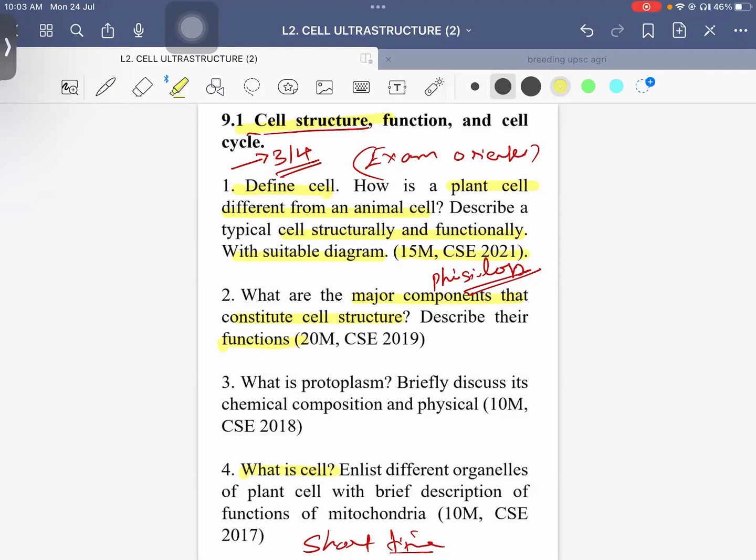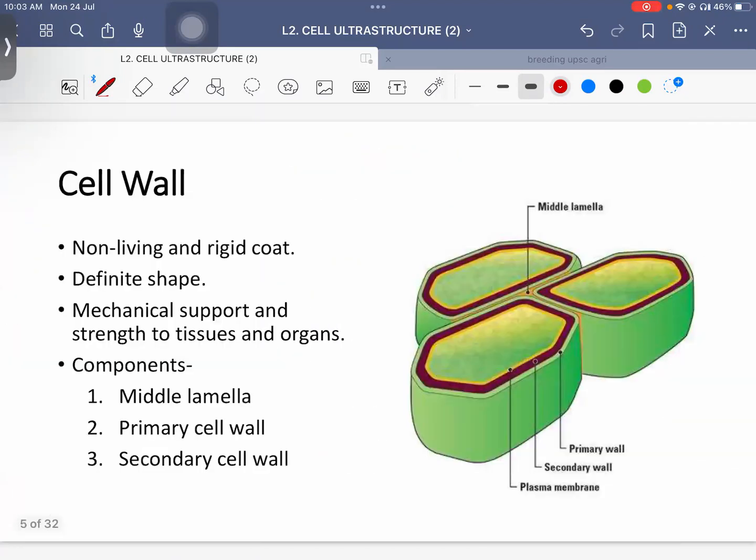Here you see, enlist different organelles of plant cell with a brief description on the function of mitochondria. Maximum there was something different, namely mitochondria. This can be written also because you're going to study different aspects of mitochondria in physiology. So based on this, you'll be able to remember. Okay, so let's go ahead.